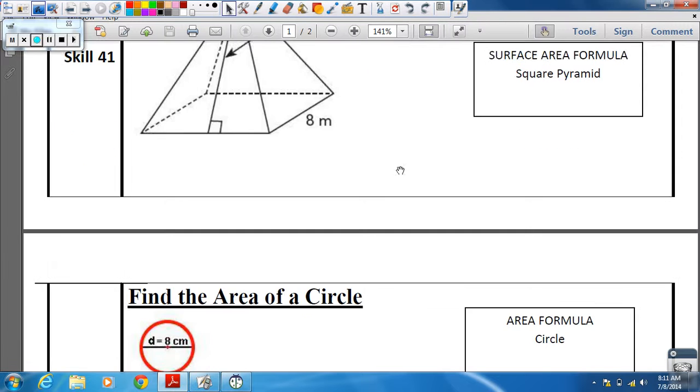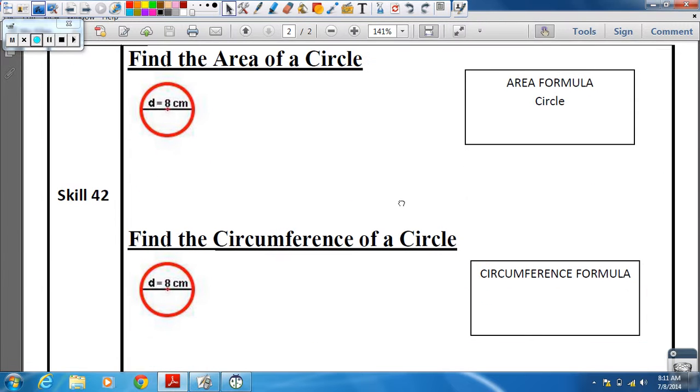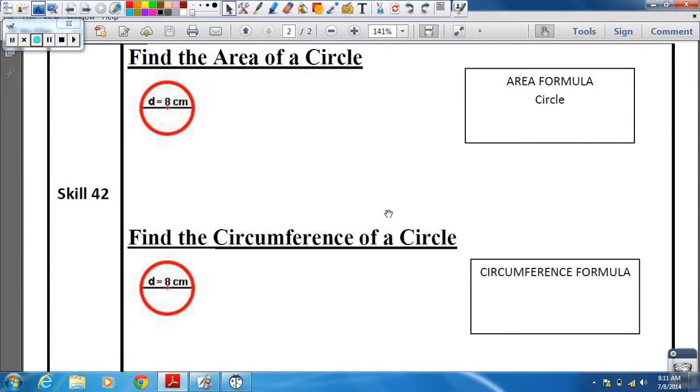Go ahead and turn your page over. And now we're going to talk about circles, which you guys have been doing for quite a while. So this should be a very simple review, although I will show you 2 ways to write your answer depending on what the directions ask. One way to write your answer is in terms of pi, and the other one is to write it if you estimate pi to be 3.14.